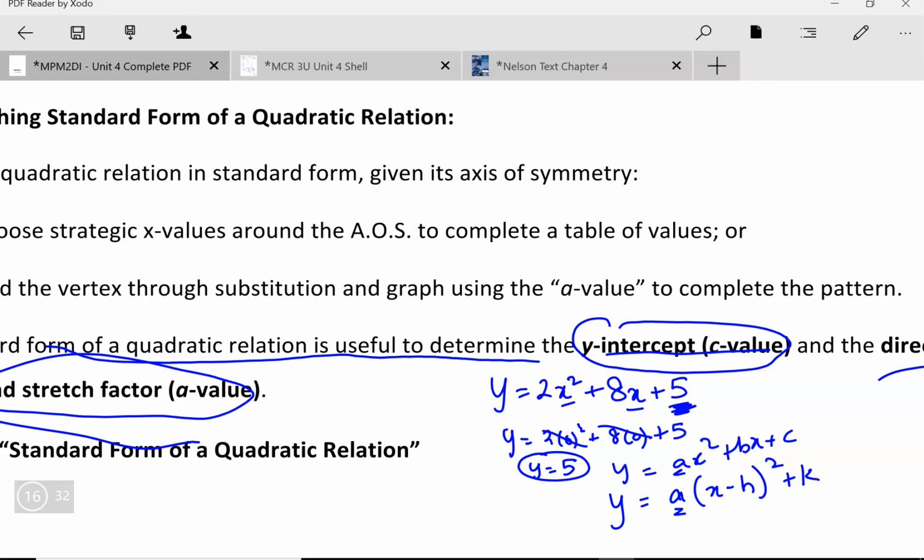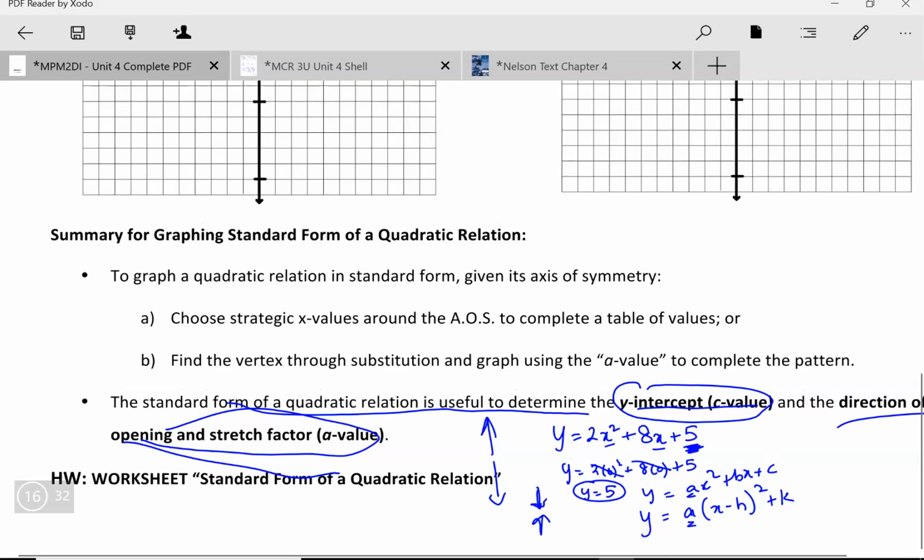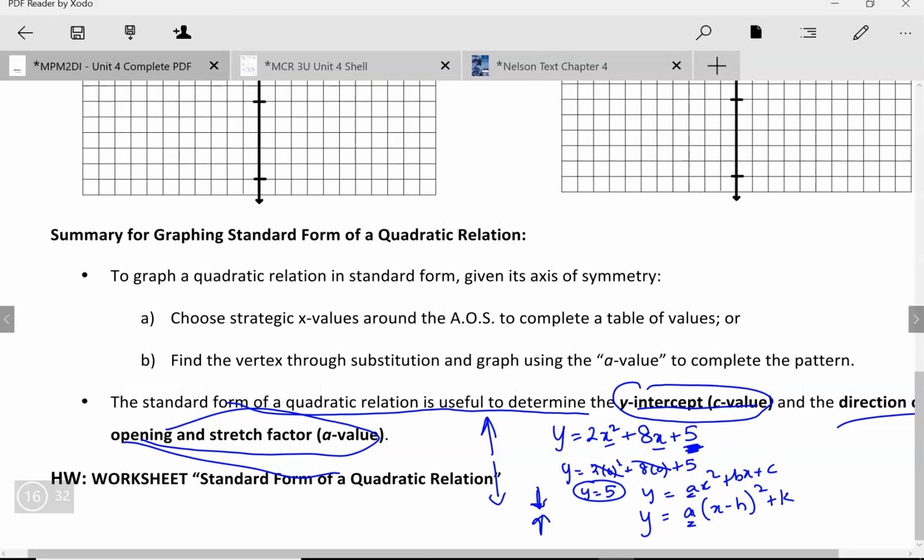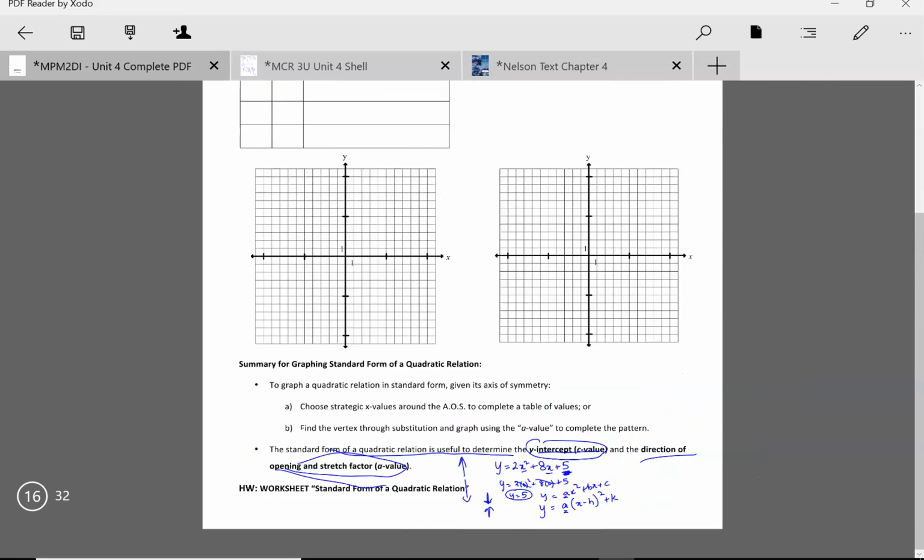If the value of a is greater than 1, it's a vertical stretch. You're like making the graph skinny. If the a value is between 0 and 1, is a fraction that's less than 1, it's a vertical compression, which means you're making the graph wide. And it's very similar to what we talked about in the last lesson. It's the same a value, and this standard form will give you what the a value is just by looking at it. But apart from that, it's not good for much else.